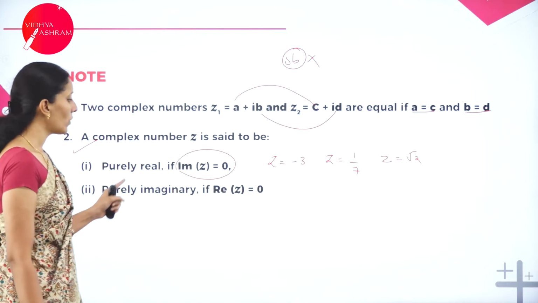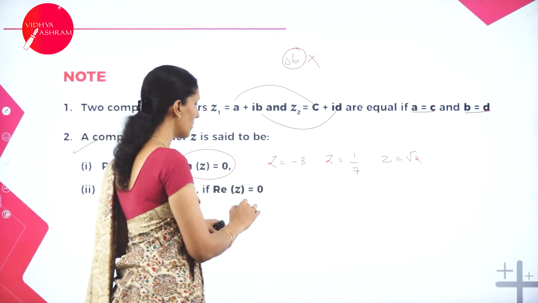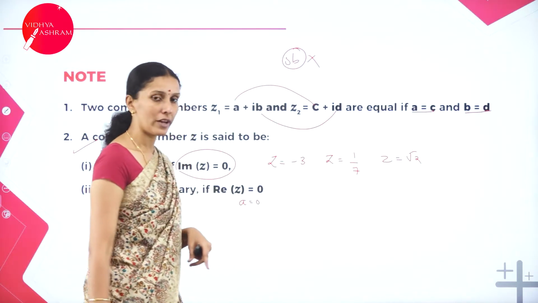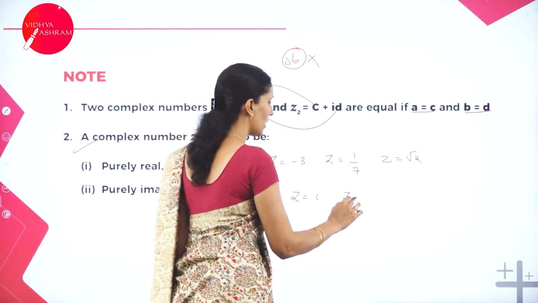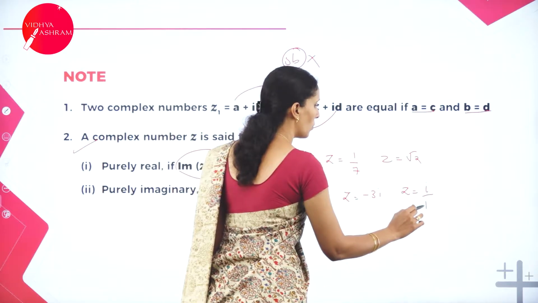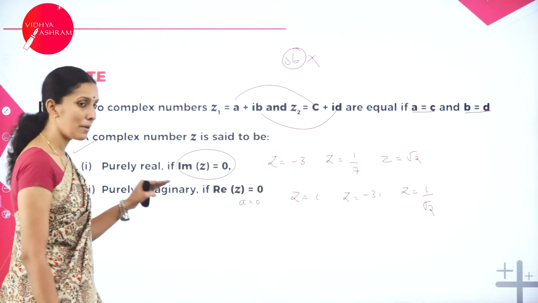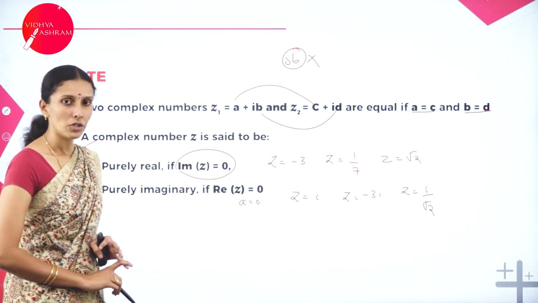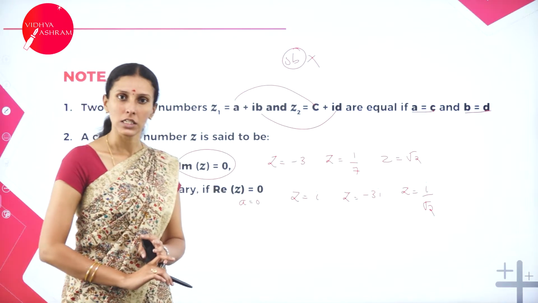Then it is called a purely imaginary number if the real part is 0. Real part means the term a is 0. If a is 0, for example, I can say z is equal to i, z is equal to minus 3i, z is equal to i by root 2. All these are examples of purely imaginary numbers because you have only the imaginary part. Why? Because the real part is 0.